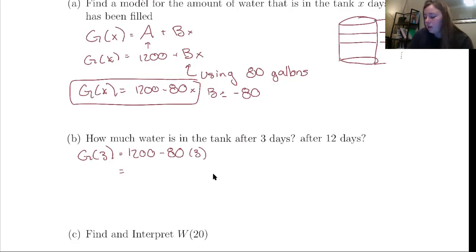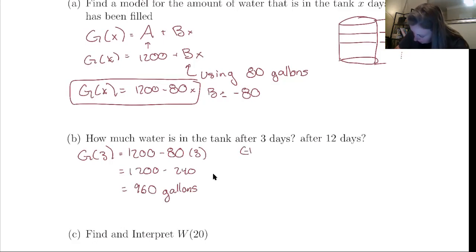Okay, 3 times 9 is 27 minus 3, 24. So 1,200 minus 240 equals 960. Yeah, 960. I also have it over here. And don't forget that we always need our units. Let me just put gallons. We don't have to necessarily write in complete sentences, but definitely always have your units.